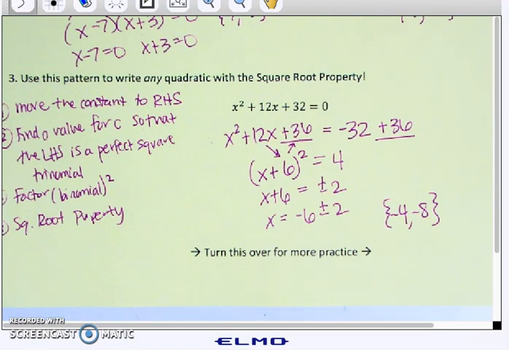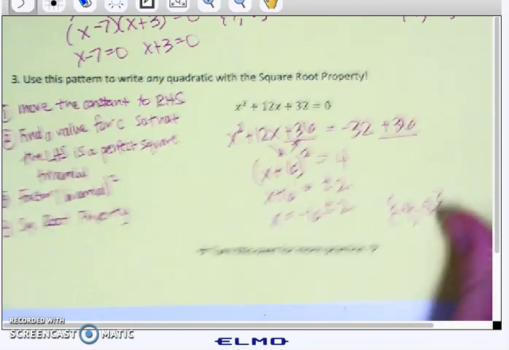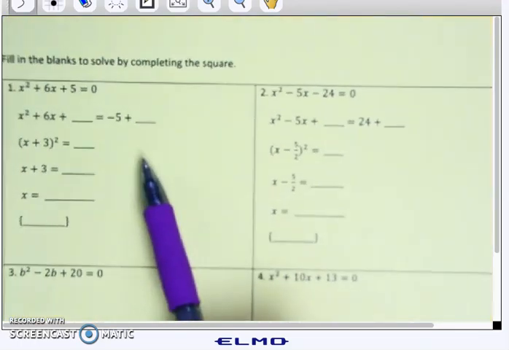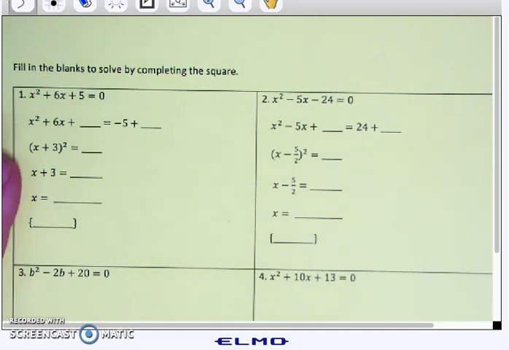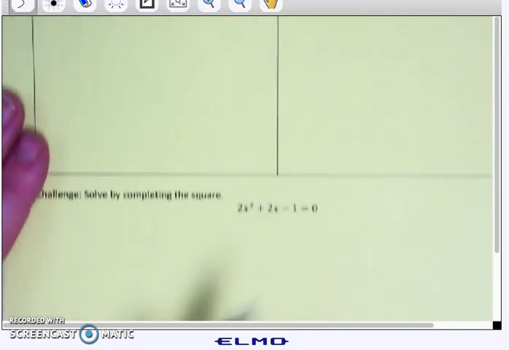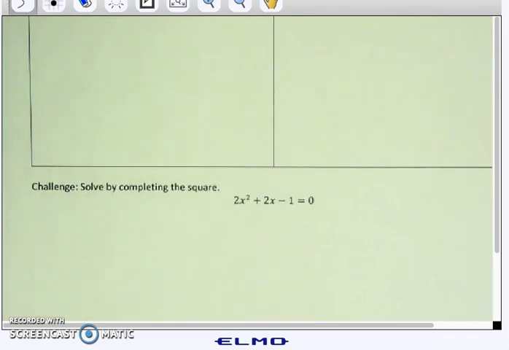For the rest of the period today, what I would like you to do is turn this worksheet over for more practice. To start, I've got some that are fill in the blank with those steps, and then a couple that you can try on your own with completing the square, and then there is a challenge question. After that, you have some time to work on the reflection for brain drain, and then you can study for your concept check that is tomorrow. Good luck. Email me with questions.